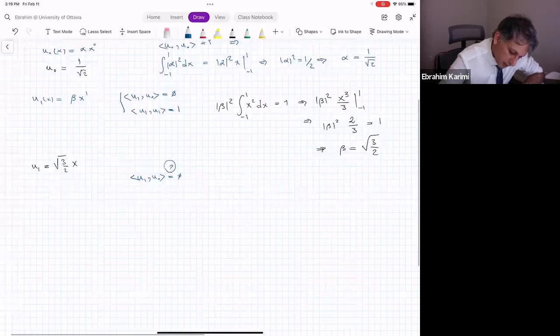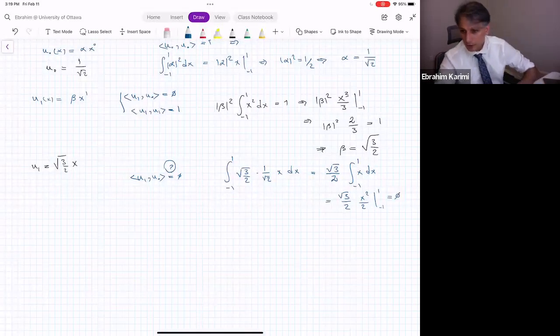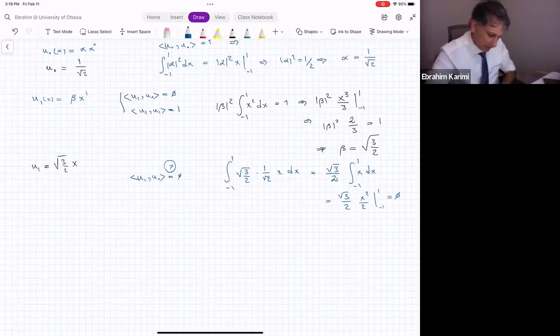Let's check this. So then we get the integral of square root of 3 divided by 2 times 1 divided by square root of 2 of x dx from -1 to 1, that is equal to square root of 3 divided by 2 integral of x dx from -1 to 1, which is square root of 3 divided by 2 times x power of 2 divided by 2 from -1 to 1, which is 0. Okay, so it's clear that the first one seems to be orthogonal. So we don't have any problem with that.